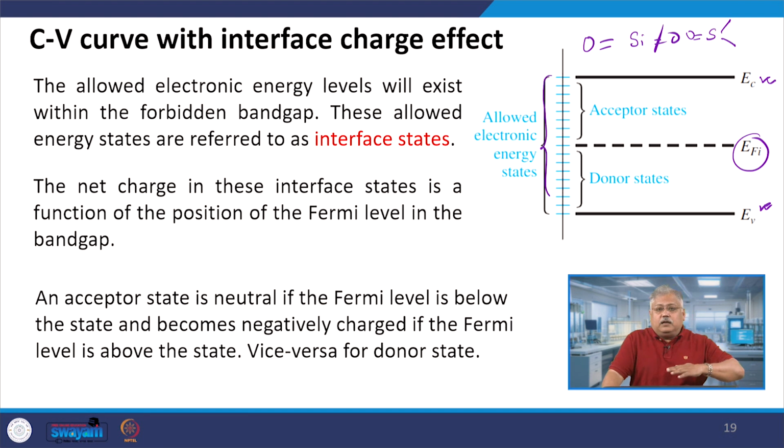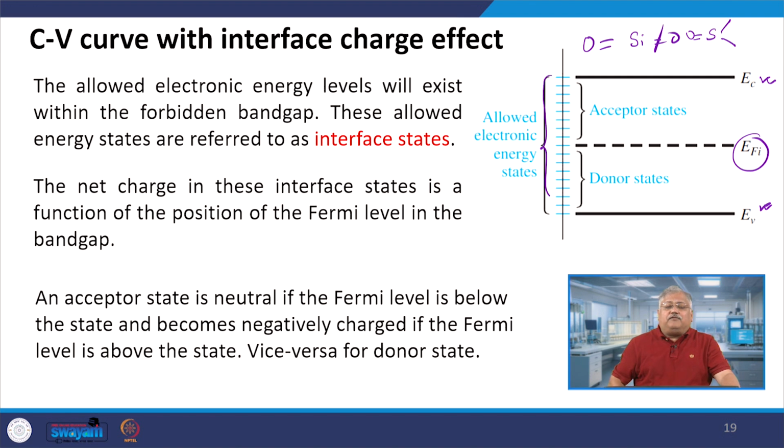You can understand why, because acceptor states are what? They accept electrons, right, making holes somewhere. Now if they are above the Fermi level, they will be neutral in nature, whereas for the donor level, when you go below the Fermi level, they will be neutral, and as it goes above the Fermi level, it has to have some negative charge. Why? Because it has gone above the Fermi level.